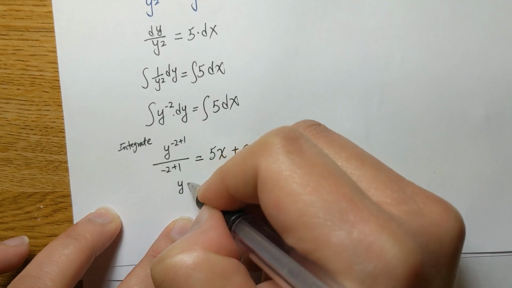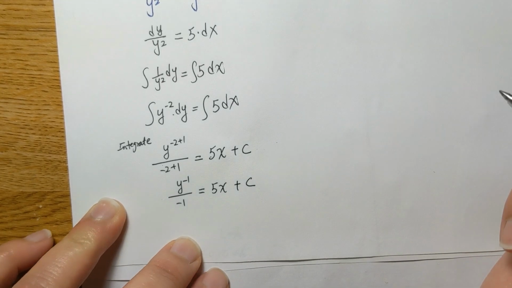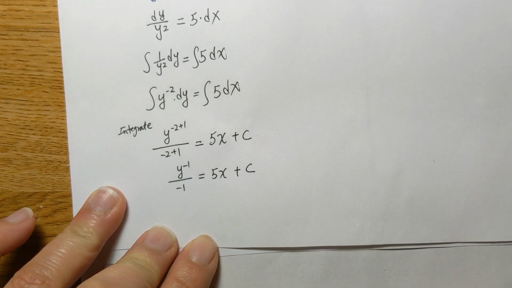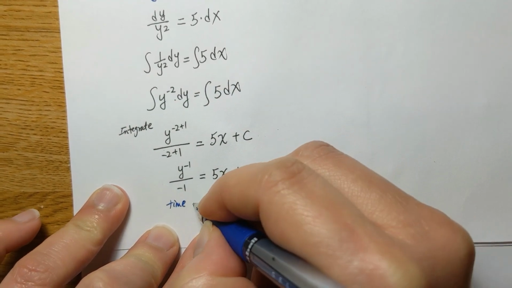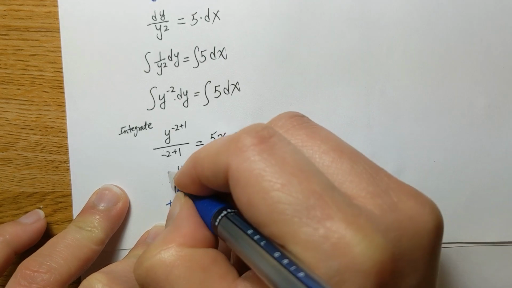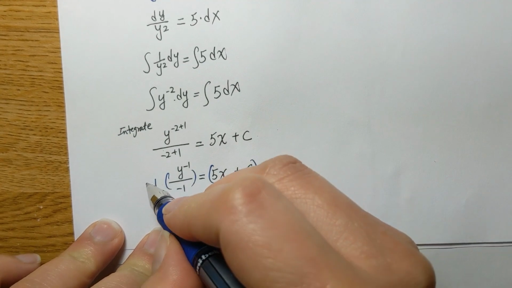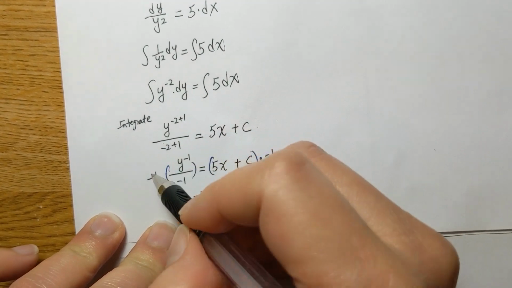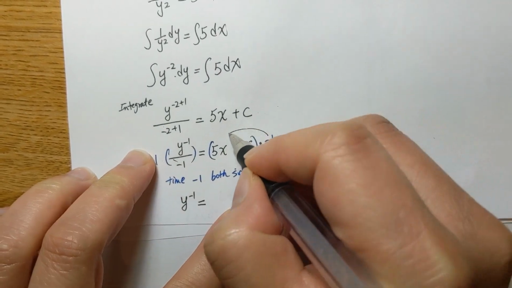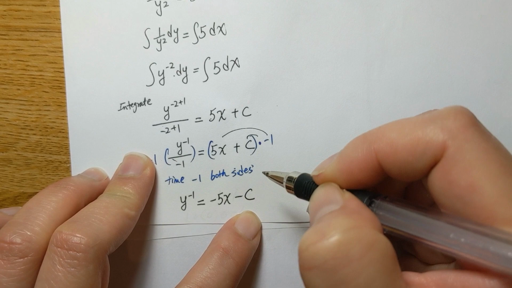So now we're going to simplify a little bit. There is a negative 1 over here as the denominator. So we're going to times negative 1 both sides. So now we're going to times negative 1. And we're going to times negative 1. So the negative 1 and negative 1 will cancel out. So we get y to the negative 1 equal, and just distribute it to each. So we get minus 5x minus c.